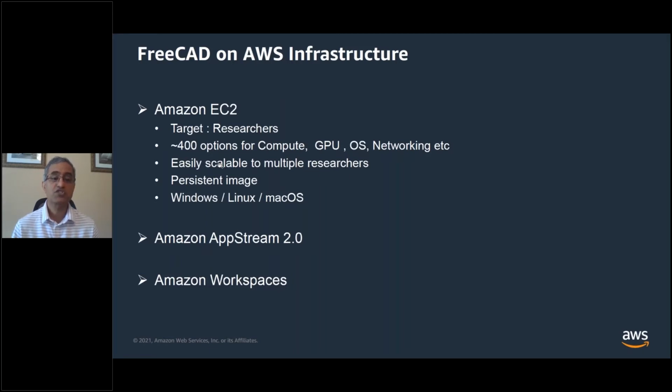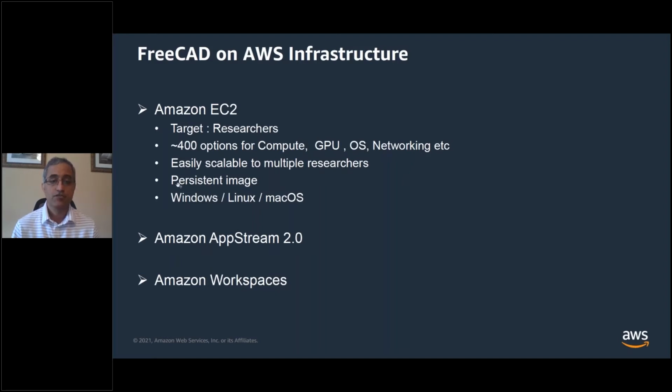Amazon AppStream 2.0 is another option available to you for deploying FreeCAD on AWS. It's a fully managed non-persistent desktop and application virtualization service that allows your users to access securely the data, applications, and resources they need anywhere, anytime, from any supported device. Workspaces is also another option. It is also fully managed. However, it's a persistent desktop virtualization service.